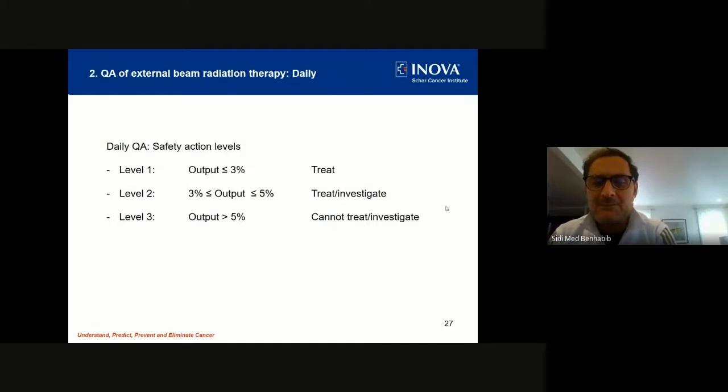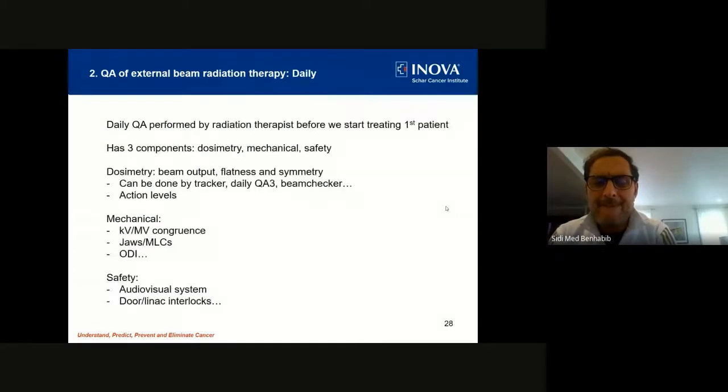So this is basically just a summary about the daily QA in the US. It has three components: the dosimetry, the mechanical, and the safety, and it is also done by a radiation therapist.